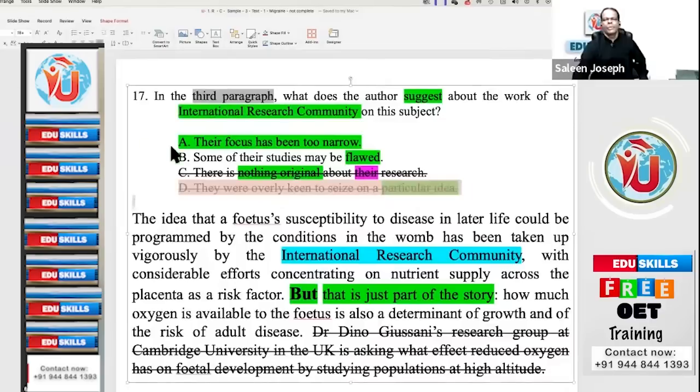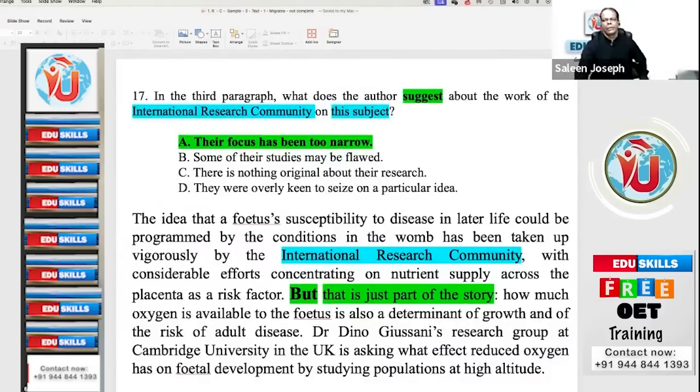And some of their studies may be flawed. They don't say whether the study is flawed, right or wrong. They have not mentioned, right? Yes. They have not evaluated the study at all. There is no evaluation of the study here. But after the contrast word, immediately they say that is just part of the story. Means the focus has been too narrow. One part of the story. The name, then the contrast word, the clues here.